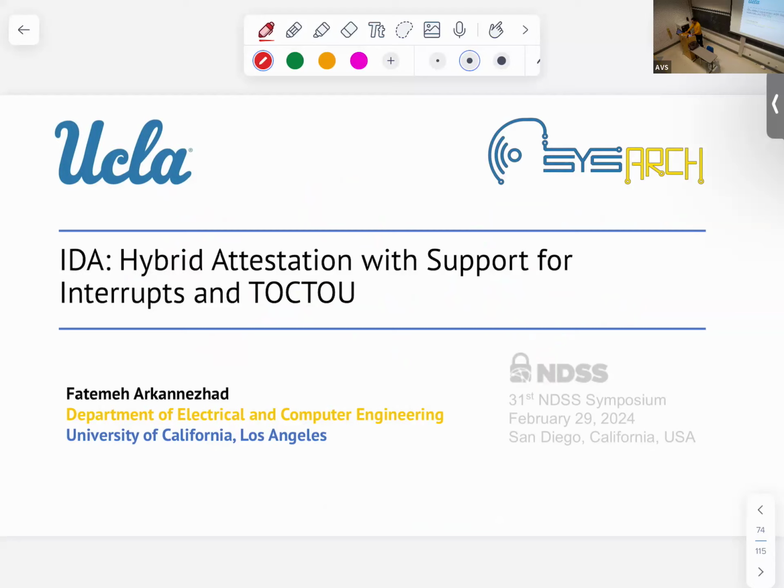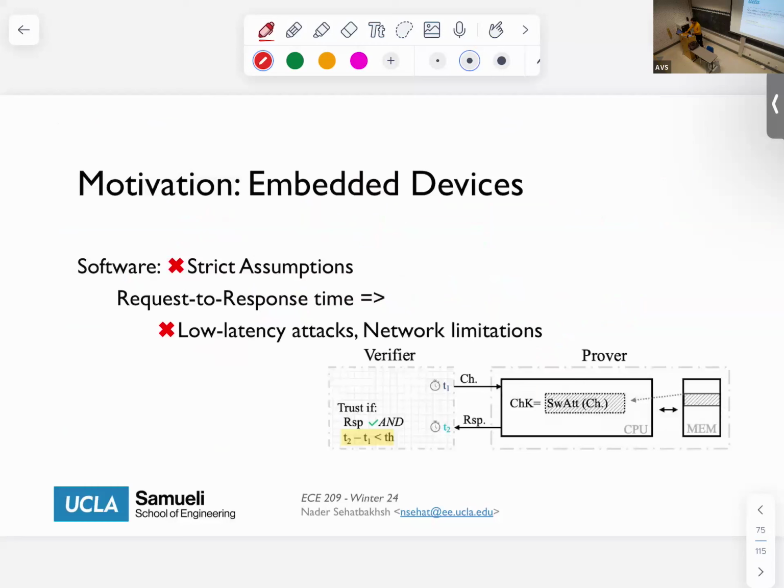It's called hybrid attestation with support for interrupt and time of check, time of use. Okay, so let's see how it works.